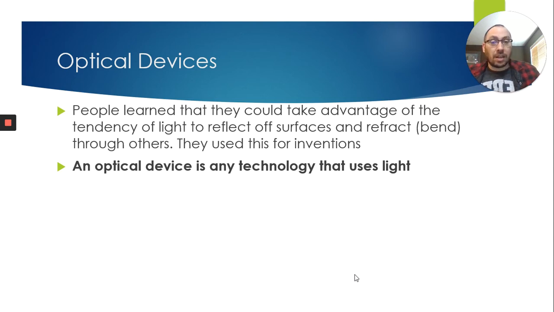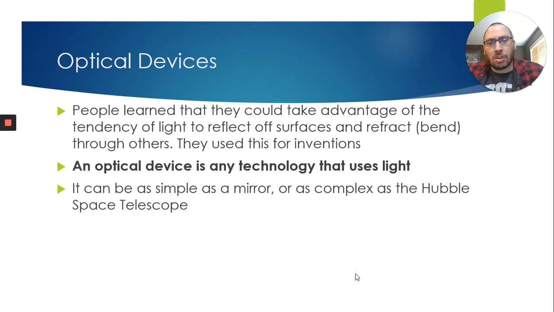Do you think that includes your precious little cell phones? Yes, your cell phones too. Anything that uses light is an optical device. Very, very important. Might be a quiz question. Most likely will be a quiz question. I think that might be on your quiz.